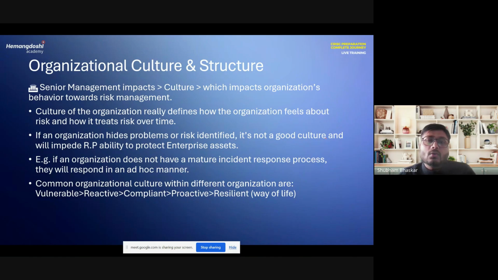Okay, so again, in the beginning, there's common organization culture going on within different organizations. Some companies would be reactive, some would be compliant. So this whole life cycle goes in a straight manner. It starts with them being vulnerable, then them being reactive, then they are like, okay, you know what, we are going to comply with it, and then they proactively manage the risk, and they are resilient, which means it's a way of life. So vulnerable means a very bad stage, resilient means they are thriving.